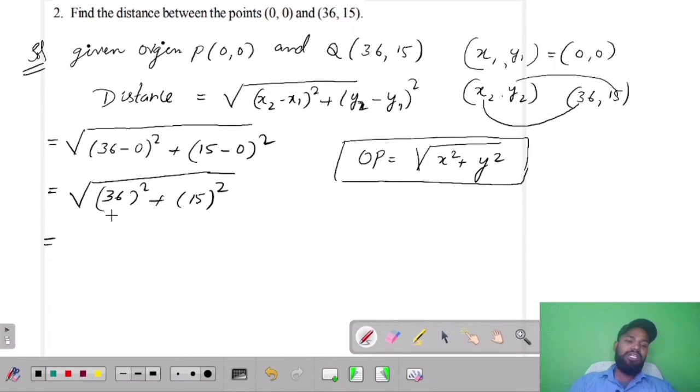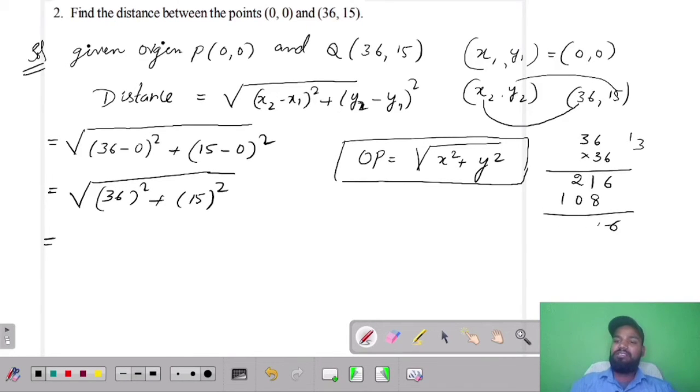So now just do 36 whole square, which means 36 into 36. 6 sixes are 36, 6 threes are 18, 18 plus 3 is 21. Next, 3 sixes are 18 and 3 threes are 9, 9 plus 1 is 10. If you add them, you get the answer. So what is 36 whole square? The 36 whole square is 1296.